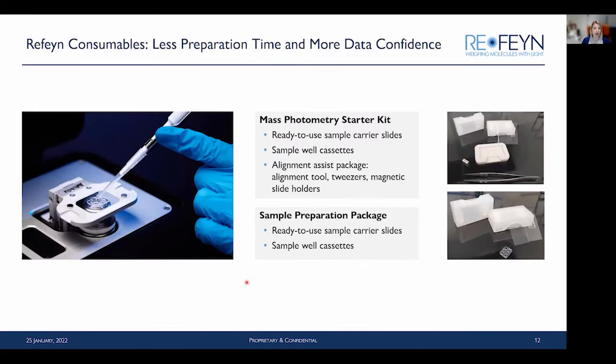We also supply consumables with our mass photometers. So you don't really need a lot of consumables. Mainly it is the sample carrier slide that you see here and the sample well cassette, so the silicon mask that gives you different wells to apply your samples. These are available from Refine. So that allows you to even further shorten the preparation time and gives you more confidence in your data because the conditions are always the same.